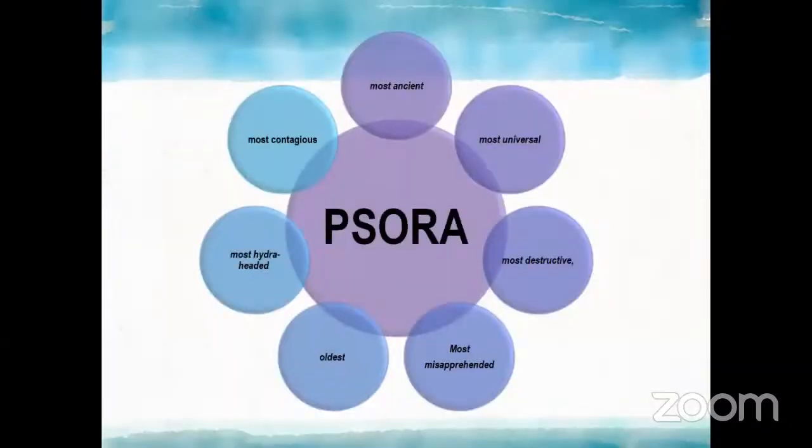He gives us so many names for Psora: it is the most ancient, most universal, most destructive, most misapprehended, oldest, most contagious, most hydra-headed. The name hydra-headed: the Hydra is a female water serpent, and it has poisonous fumes and smell, and its blood is also poisonous.